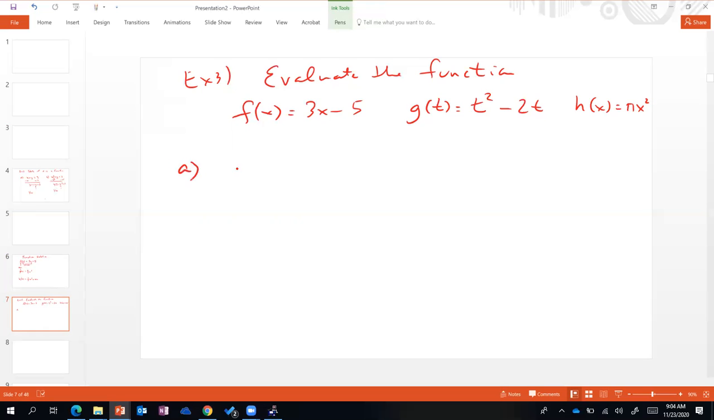So let's jam with it here. I need to know what is f of 0. Then I need to know what is g of negative 1. Then I need to know what is c of 4.